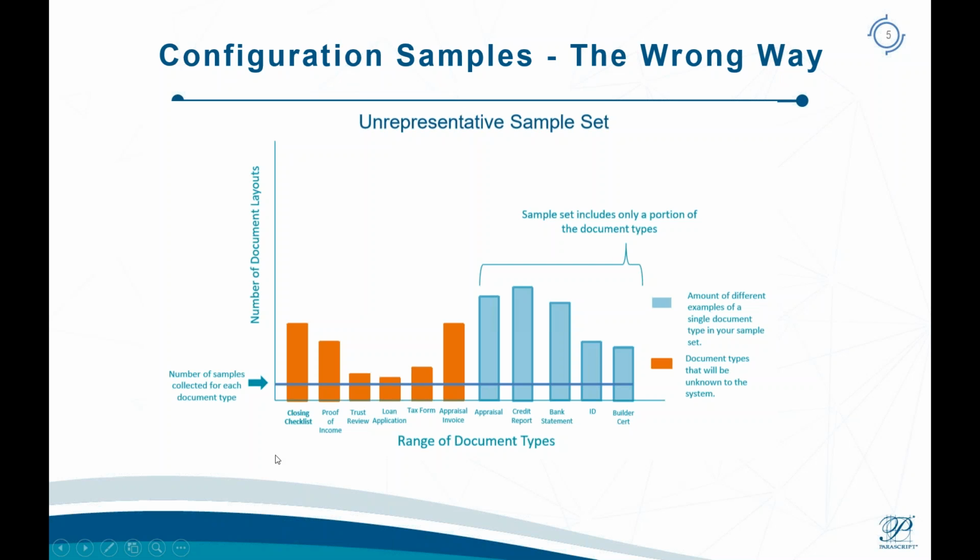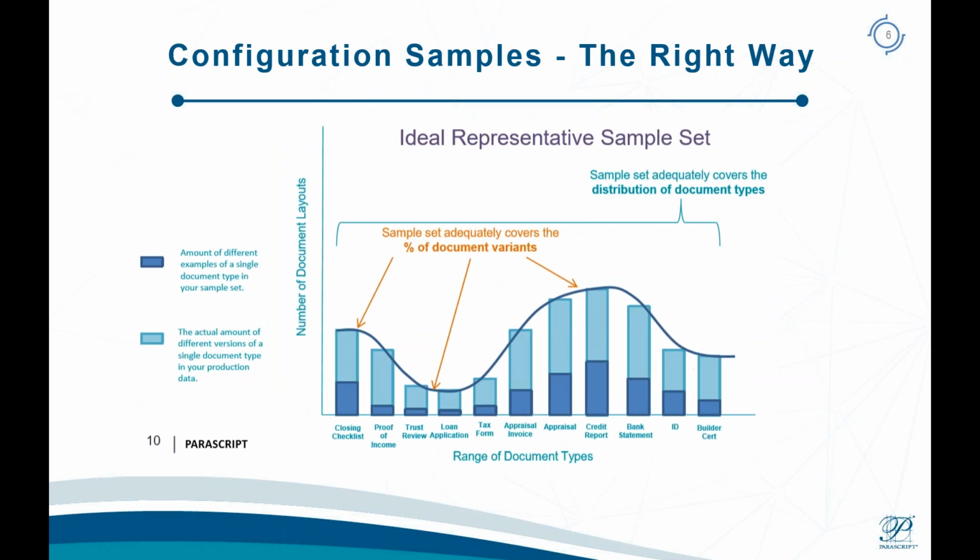Another example of lack of representativeness is this line that we draw here. If I take the same number of samples, regardless of the document type, chances are that for my credit report and my appraisal and my bank statement and my closing checklist and these other documents, the samples are not going to be representative of true variance. So I'm going to be building a system that doesn't take into consideration a lot of these other different types of document variances.